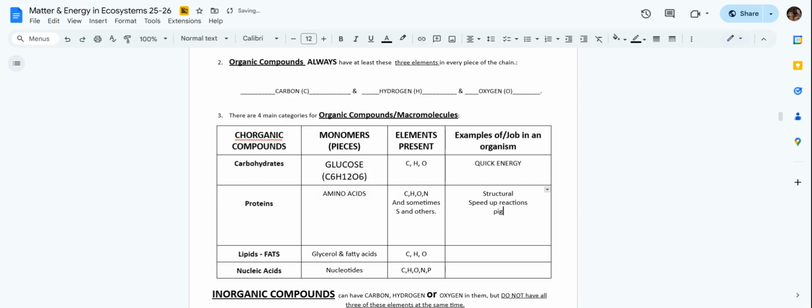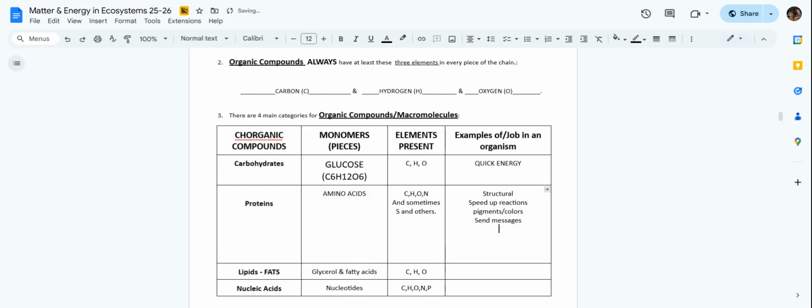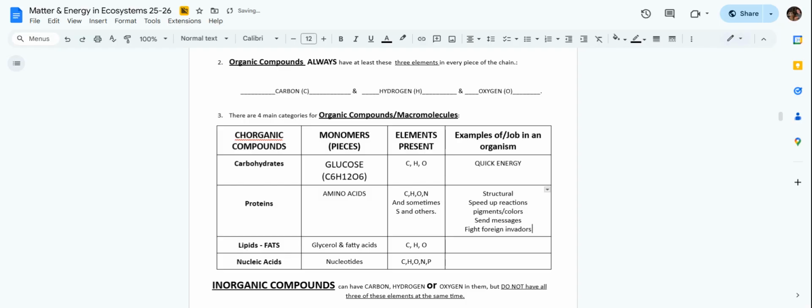Some of them, all the pigments or colors in your body, your hair color, your skin color, your eye color, those are all because of proteins. So as you can see, proteins do many things. They also send messages. There are things like receptors and hormones and neurotransmitters, and they fight the foreign invaders. So they're also a part of your immune system. Again, all of those things we will learn later. I just wanted you to realize how many parts of your body are proteins and how important they are for you.